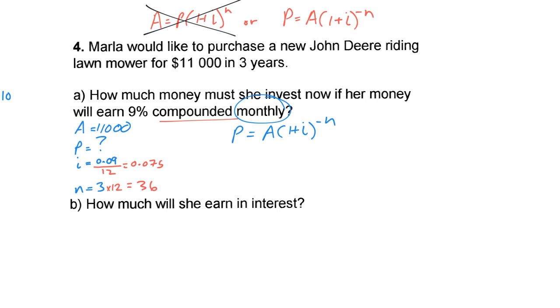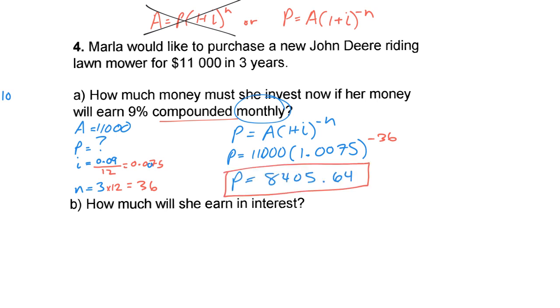Now, as usual, we always start by writing our equation, and then we plug in what we know. P is equal to 11,000 times (1 + 0.0075), so 1.0075, and we're going to raise that to negative 36. And this is what we get for our final answer. And we end up with $8,405.64 for the amount of money that we need to put in, right?